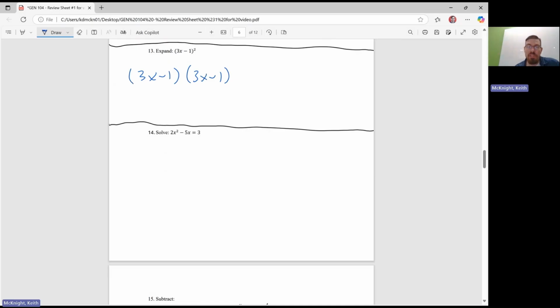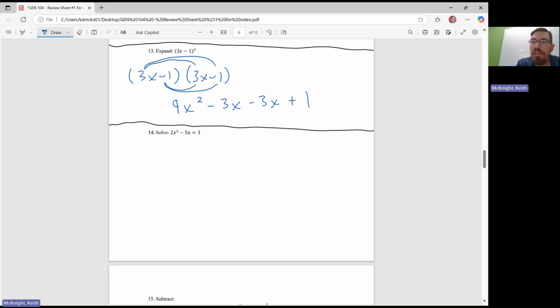Now we're going to distribute this to make sure we get all the appropriate terms. So we're going to do 3x times 3x. That's going to be 9x squared. We're going to do 3x times negative 1. That's going to be a negative 3x. We're going to do a negative 1 times a 3x. That's going to be another negative 3x. And we're going to do a negative 1 times a negative 1. That's going to be a positive 1.